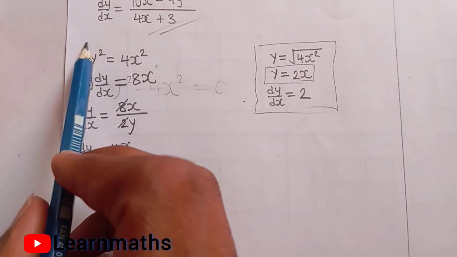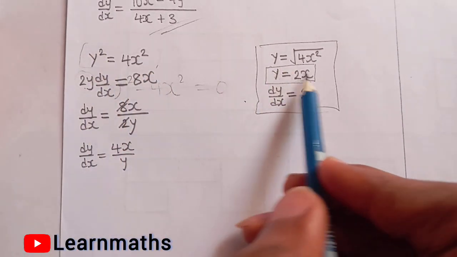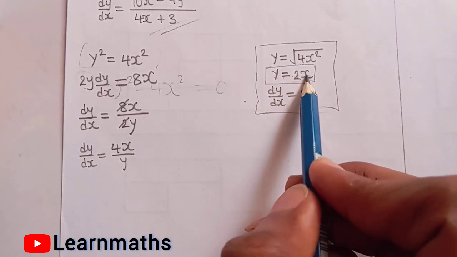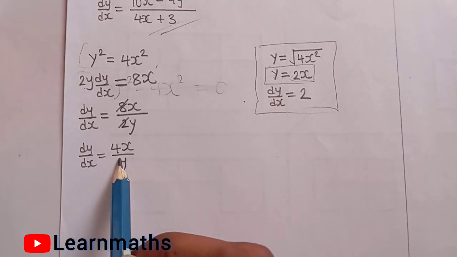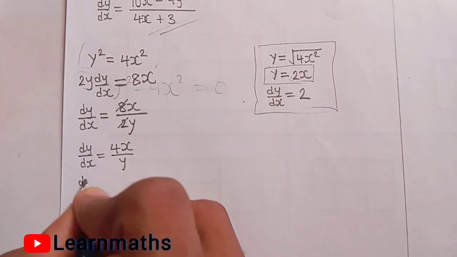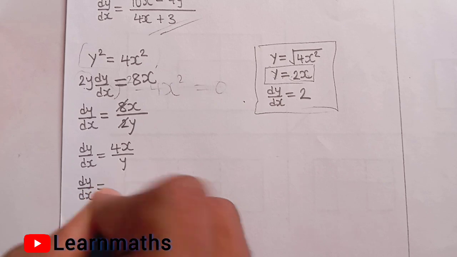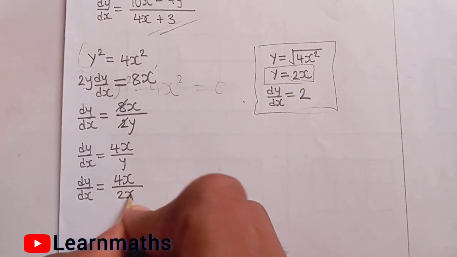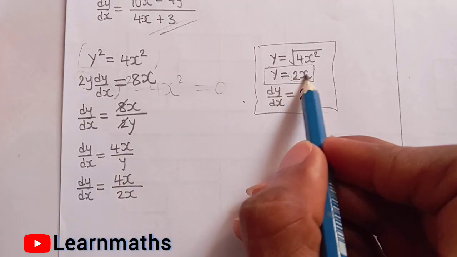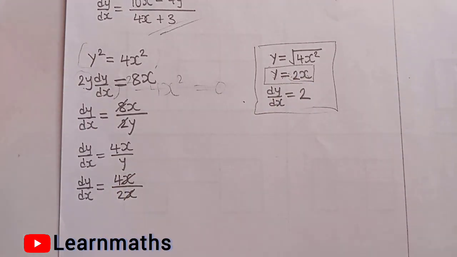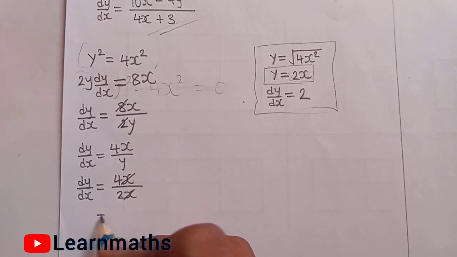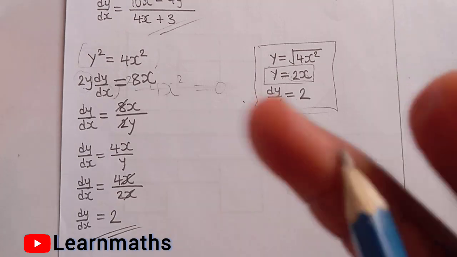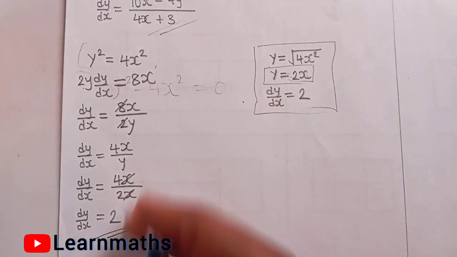Now remember, when we simplified this function, we got y to be 2x. You can see the value of y here. y is actually 2x. So I'm going to substitute this value for y into this differential. At the end of the day, we're going to have dy/dx equal to 4x over 2x, because this y here is 2x. So x cancels x, then 4 divided by 2 is 2. That's dy/dx equals 2. Implicit, explicit, same answer.